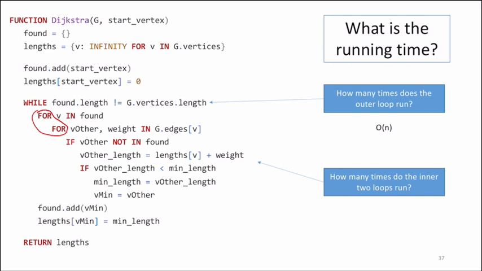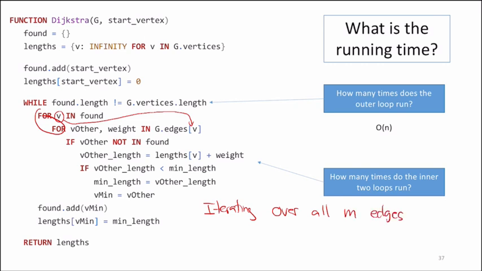I think the most intuitive way to look at these two loops is that we're looping over vertices here, but then we're immediately using those vertices here. We're looping over the edges connected to that vertex. So really, you could think of these two loops as iterating over all m edges, ordered by vertex.